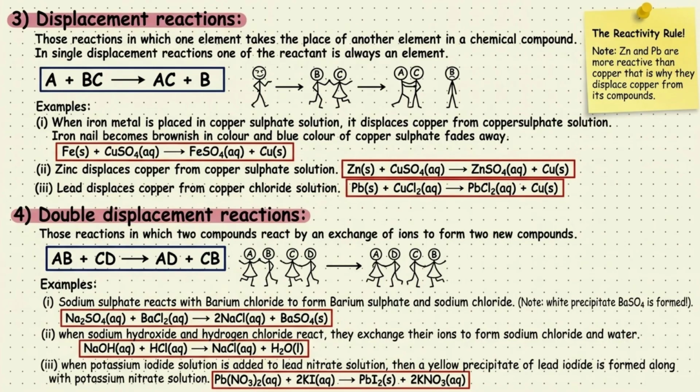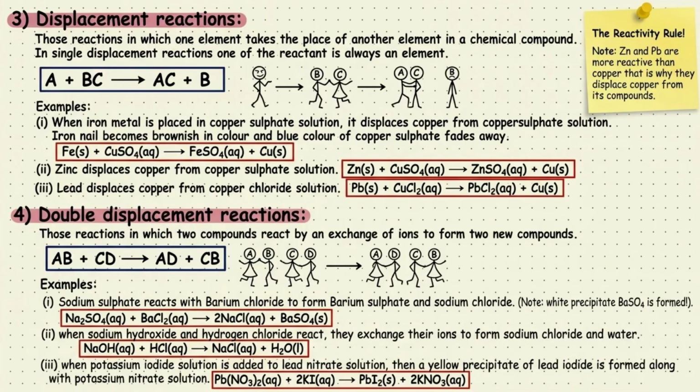Example 1. Sodium sulfate reacts with barium chloride to form barium sulfate and sodium chloride. The equation is Na2SO4 aqueous plus BaCl2 aqueous yields NaCl aqueous plus BaSO4 solid. Now, note that solid symbol. A white precipitate of BaSO4 is formed. The new couple actually drops right out of the liquid dance floor and falls to the bottom of the beaker as a solid powder.